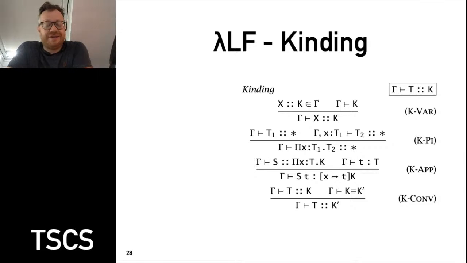Application also on the kind level now, so we can construct certain kinds using pi types with kinds instead of types, and then we can substitute x with t in that type kind. And then we have kind conversion, so whenever we find that there is an equivalent kind, we can also use this equivalent kind k prime to kind something in that sense.